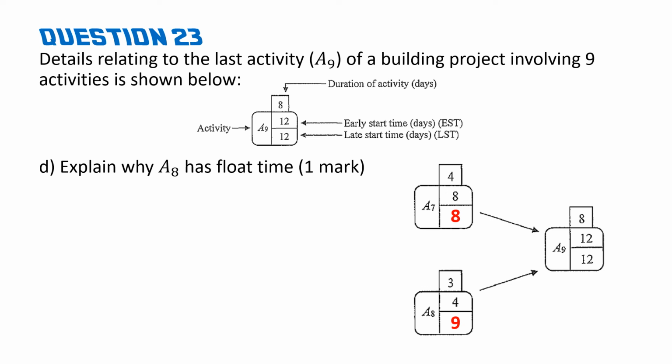Part D says explain why activity 8 has a float time. Well, this is just the reverse of part A. Part A was saying why does activity 9 have to be on the critical path? Well, that was because our earliest start time and our late start time were the same. Why does A8 have a float time? Well, that's because there's a difference between EST and LST.